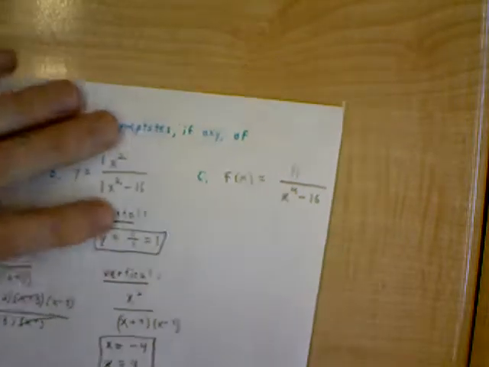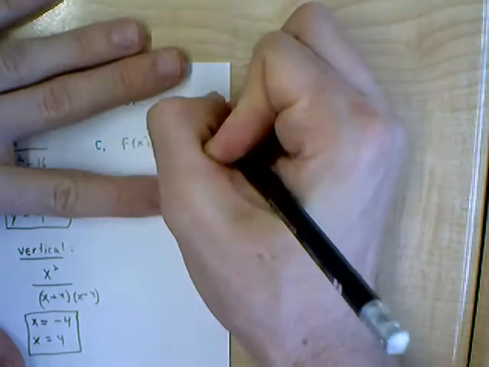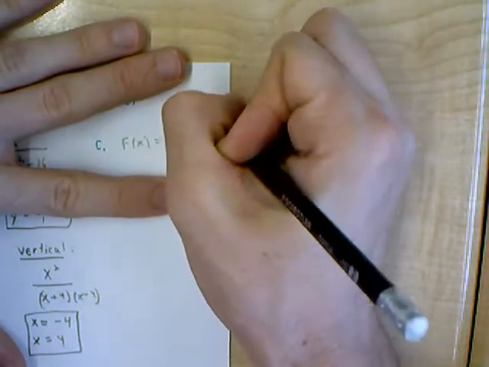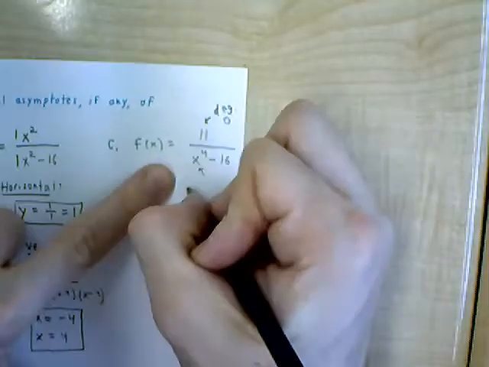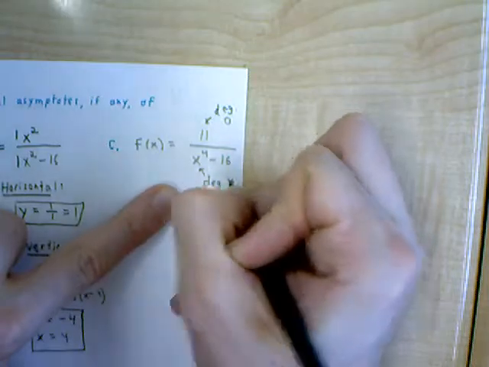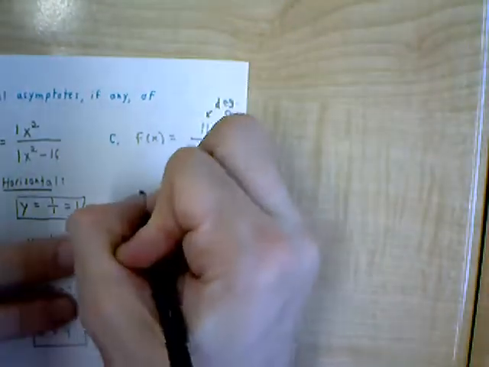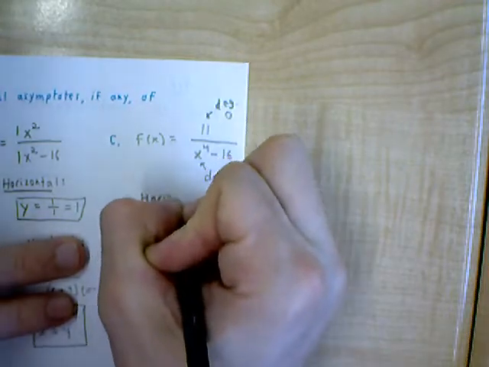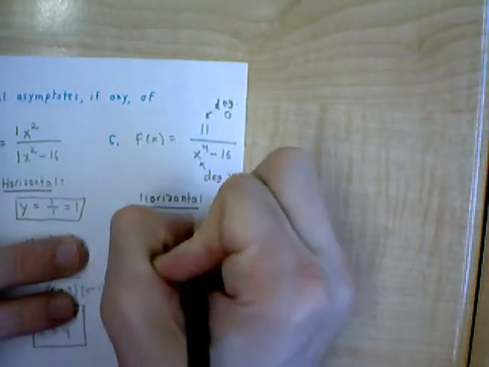All right, for the last one, the degree of the numerator is 0. The degree of the denominator is 4. So we have the degree of the numerator is less than the degree of the denominator, our horizontal asymptote is y equals 0.